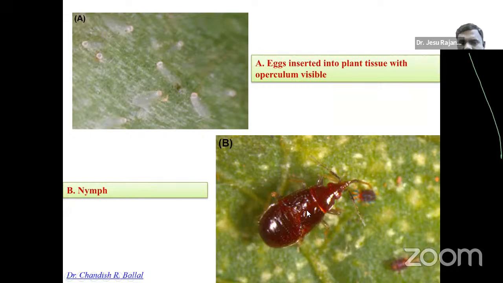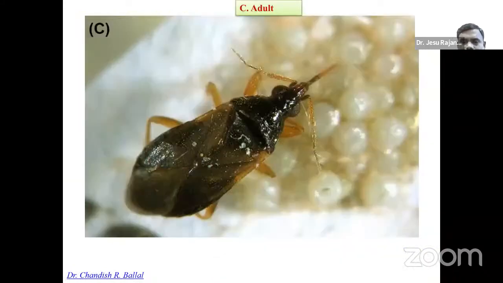These are the nymphs. How are they feeding? They feed on mites also, because this is a very good predator particularly against mites and thrips. This predator also feeds on the eggs of Spodoptera frugiperda.